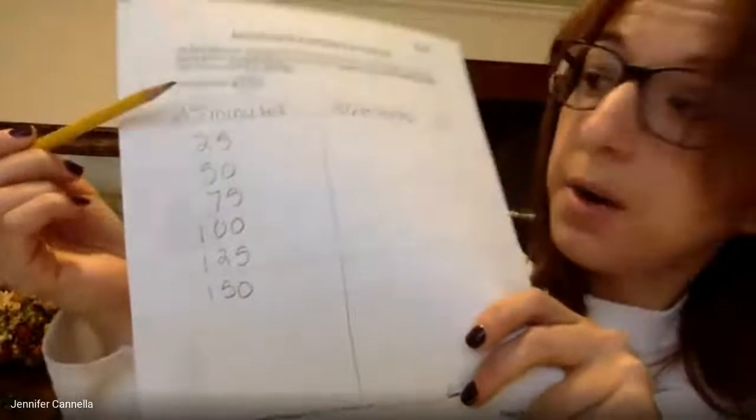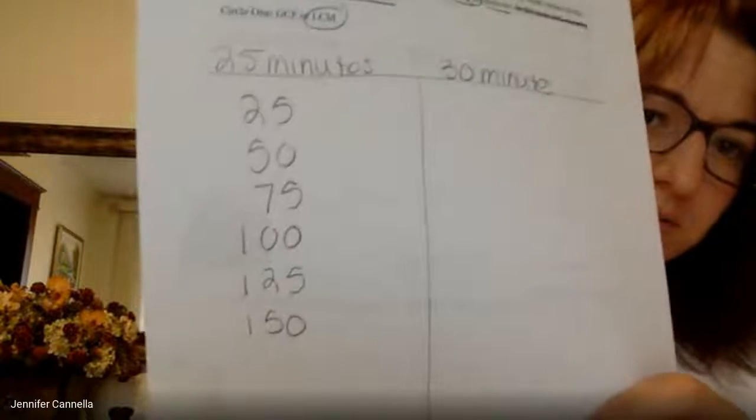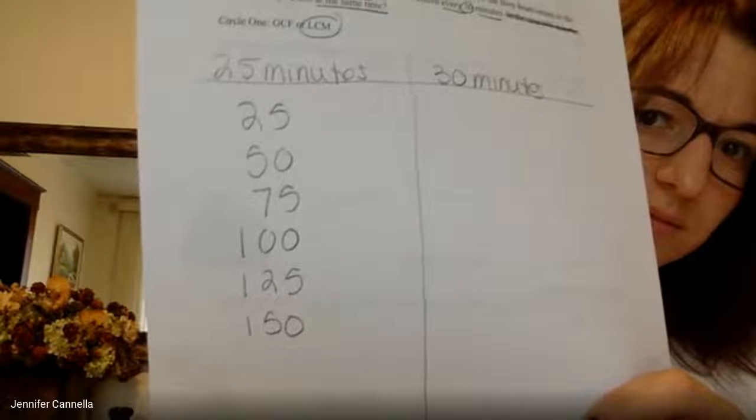Good. Because this is what you girls should have, right? Esther, please give me the first 6 multiples of 30, please. Okay, 30, 60, 90, 120, 150, and 180. Okay.